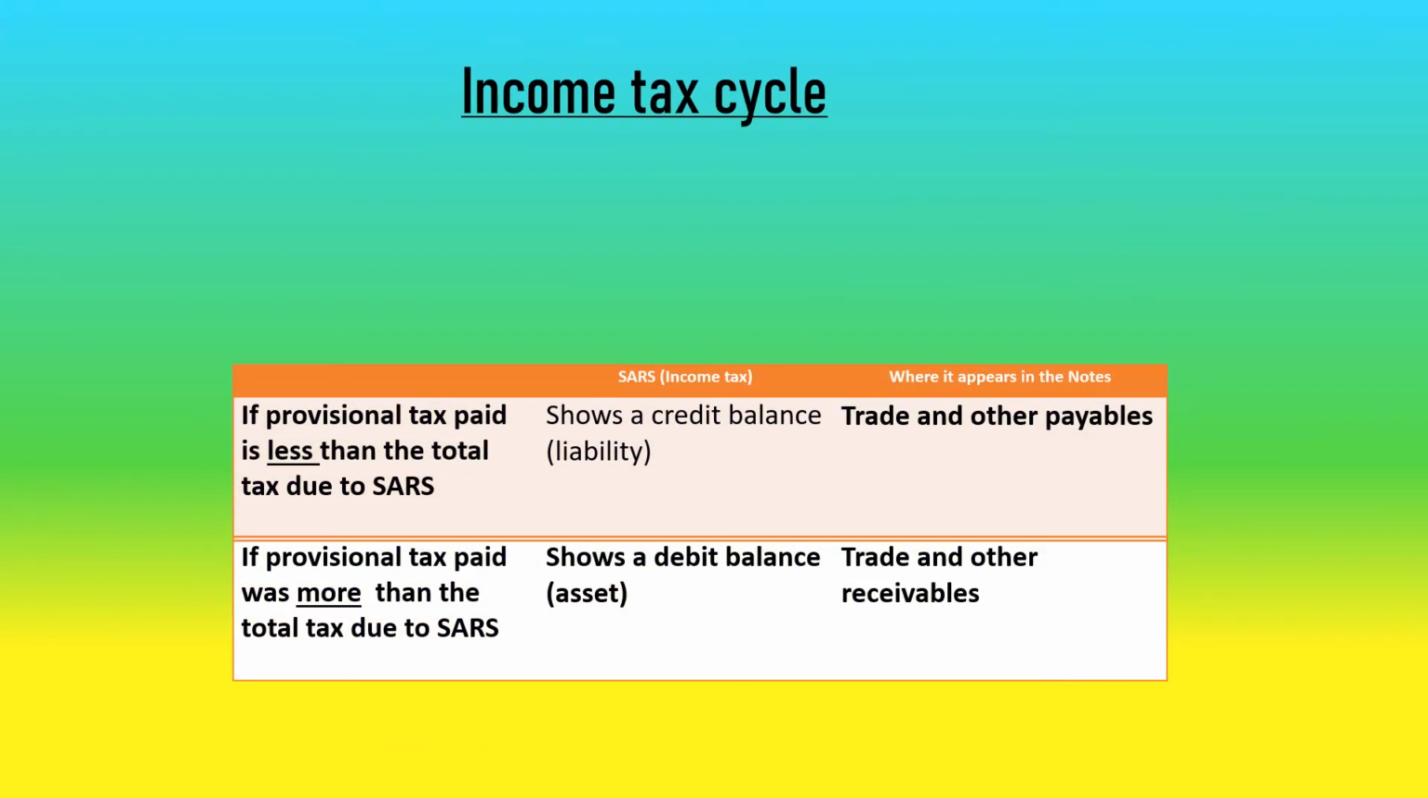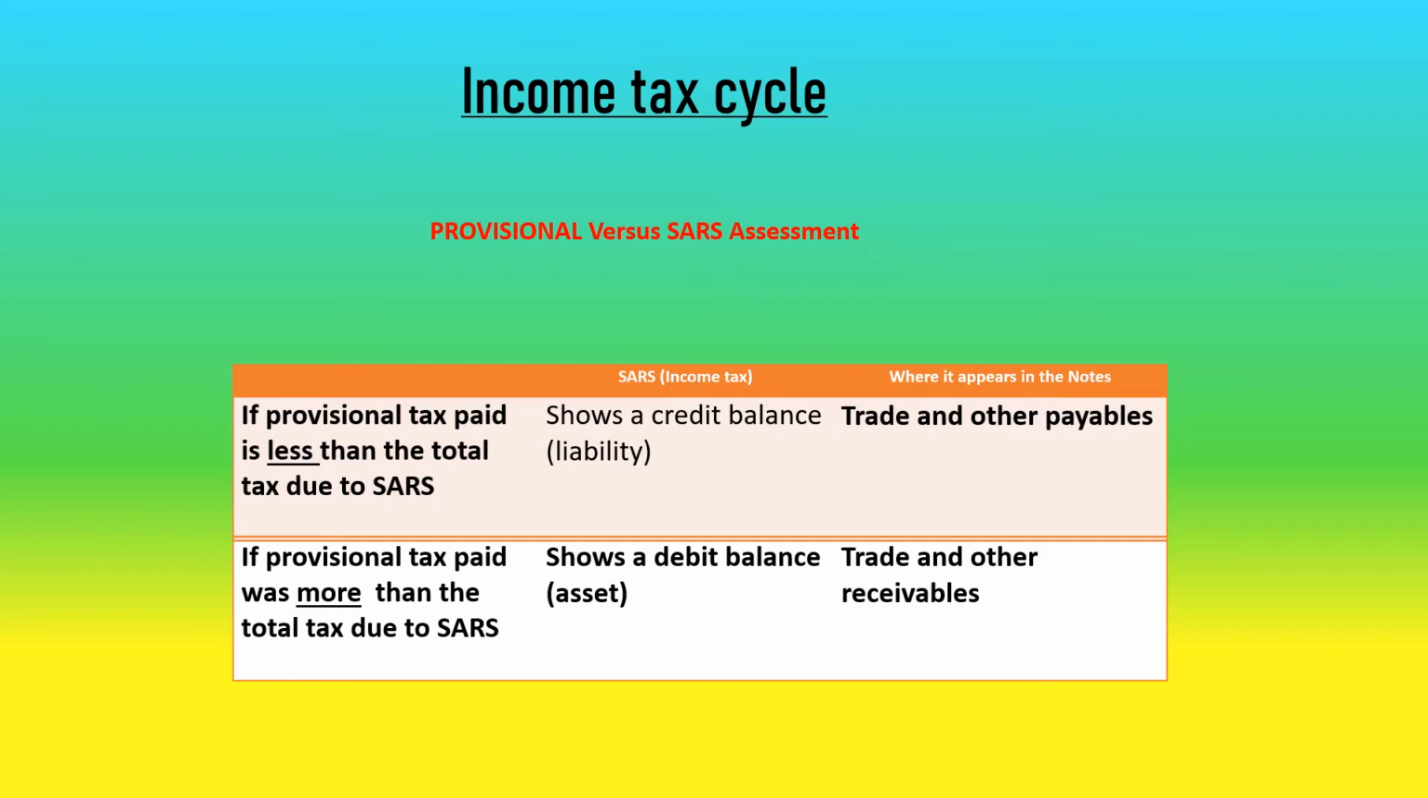You will see two important terminologies used during the income tax adjustments: provisional tax and SARS assessment. Provisional tax means it was based on an estimate, and a SARS assessment means a formal document that comes from SARS to tell you what you owe to SARS or what SARS owes you. So, if your estimate, which is your provisional tax paid, is less than your total tax due to SARS, it shows a credit balance.